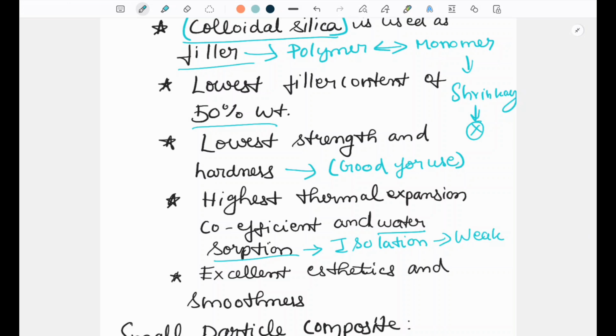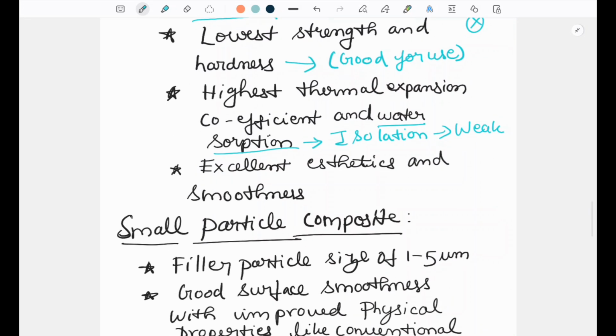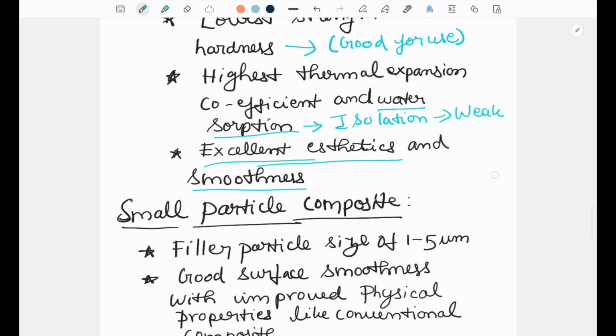So microfilled composites are not much used. This is the reason why they are not much used. They have excellent aesthetics and smoothness. It may be really better than all the others, but still they are weak and they have many other problems.